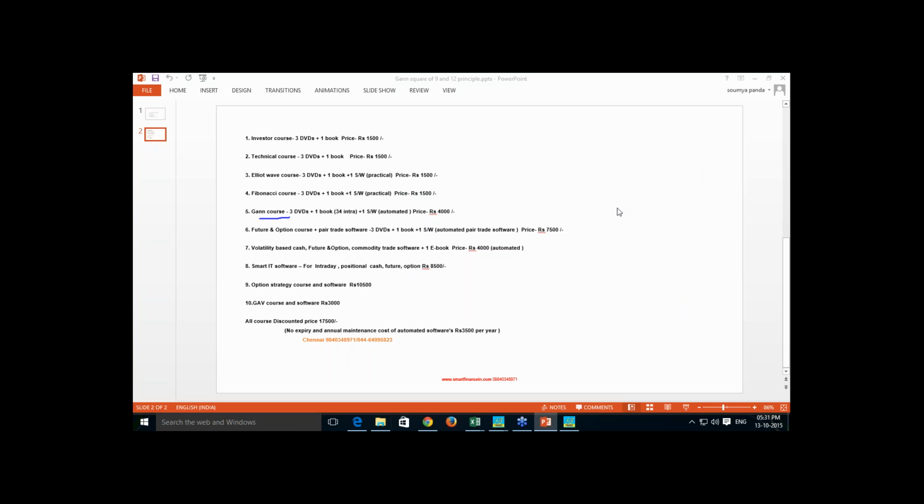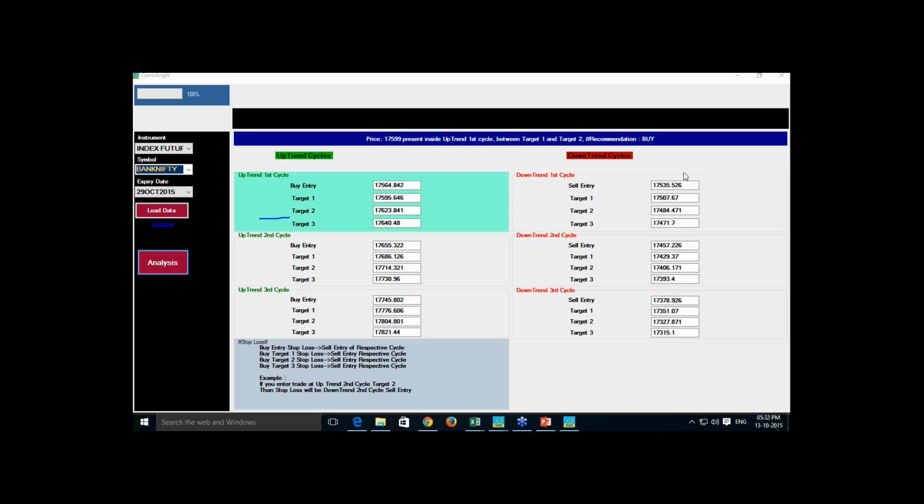If you have any query associated with this particular subject, you can feel free to post it in the chat box. The concept of Gann angle and volatility first calculates your uptrend cycle 1, cycle 2, cycle 3. Then it gives you a reference point from where it has started its calculation. So it tells that your price may be within target 1 and target 2 of the uptrend, and it recommends you to buy.